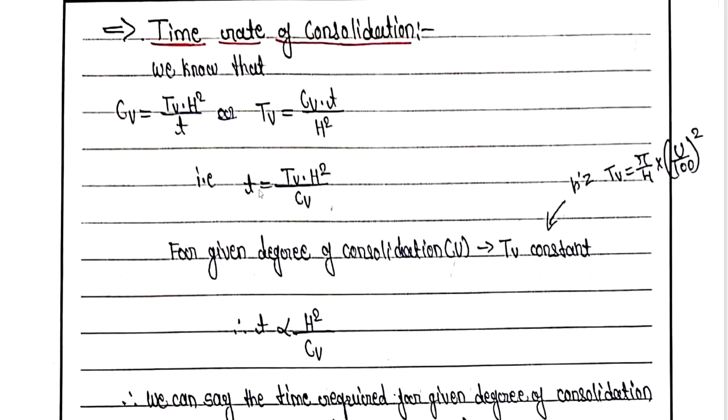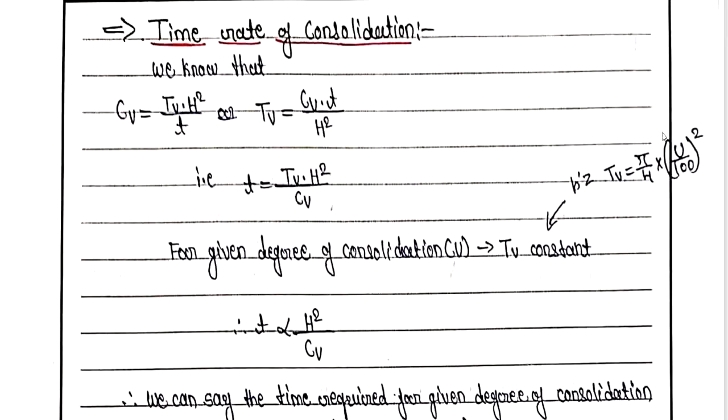Now we know that Cv is equal to Tv into h square divided by t. If I rearrange this equation for t, I am going to get, sorry, t is equal to capital Tv into h square divided by Cv. But here Tv is constant for a particular type of soil. How am I saying it is a constant? You can see over here. For Tv, the formula is pi divided by 4 into u divided by 100, whole squared. What is u over here? U over here is the degree of consolidation.